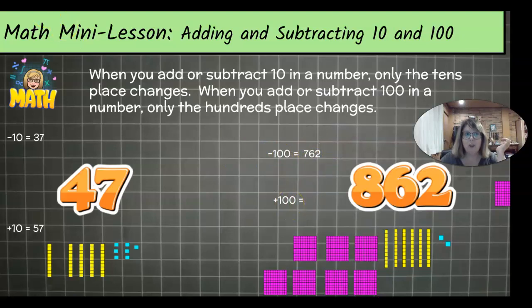What if I add 100? Now you can see that I've added 100. I have 8 plus 1 is 900, and then the 62 stays the same. So it's 962. You can see that if I'm adding 100 or subtracting 100, the only digit that changes in my answer is the hundreds digit.